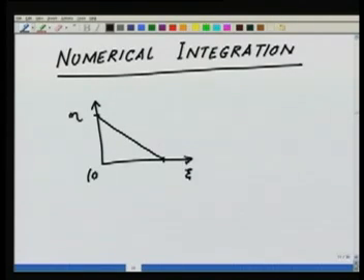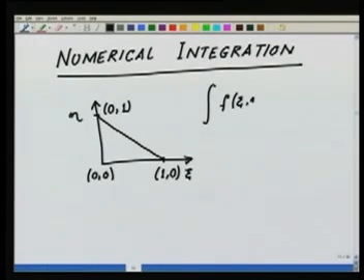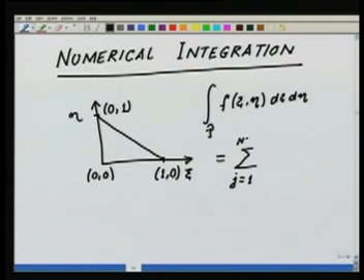This is 0 0, 1 0, 0 1. Now I want to replace the integral of some function f(psi, eta) d psi d eta over tau hat is equal to the summation over j equal to 1 to the number of integration points, f evaluated at these points psi j, eta j, times a weight corresponding to these points. Okay. This is what we would like to do, replace it by a summation.